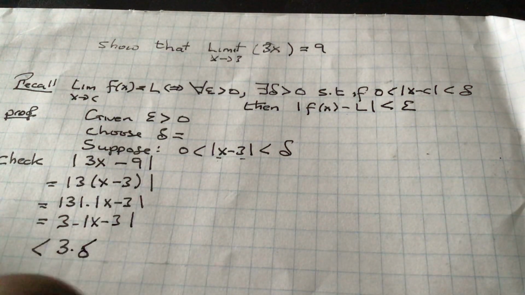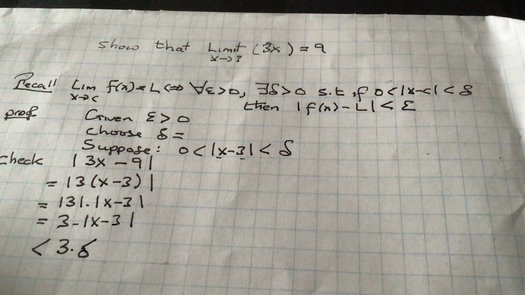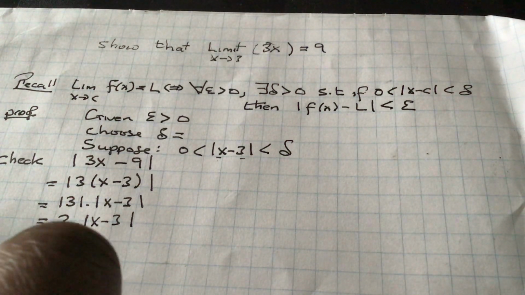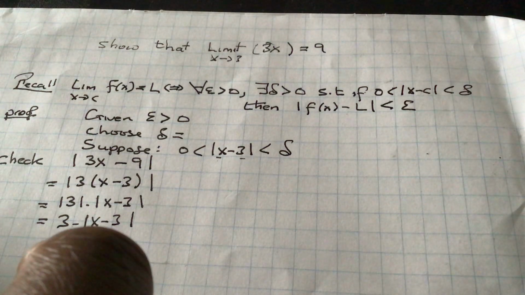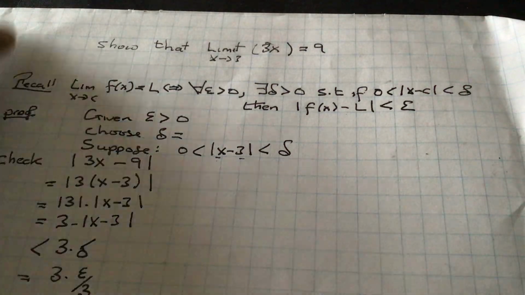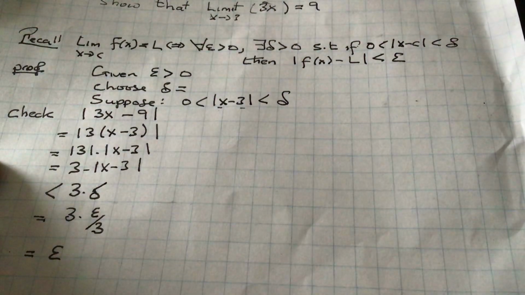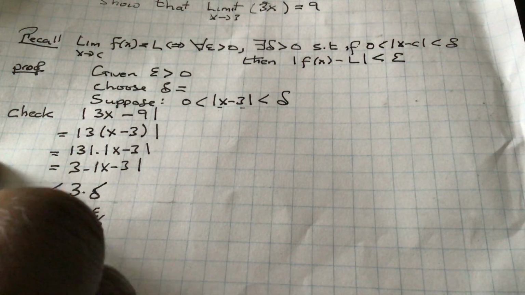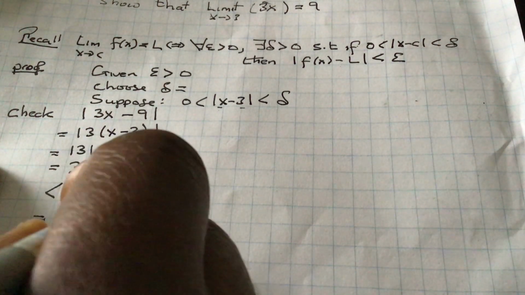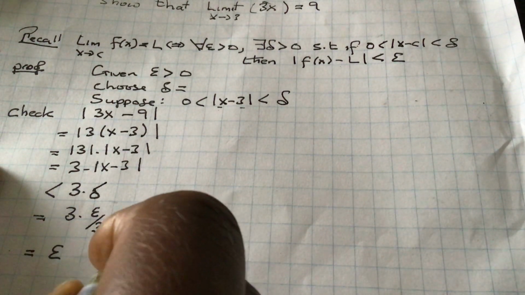And don't forget, our goal is to reach epsilon. So therefore, we can write 3 times epsilon over 3. You will notice the 3's will cancel, giving us epsilon. So therefore, we can conclude this is our delta. And therefore, we end the proof.